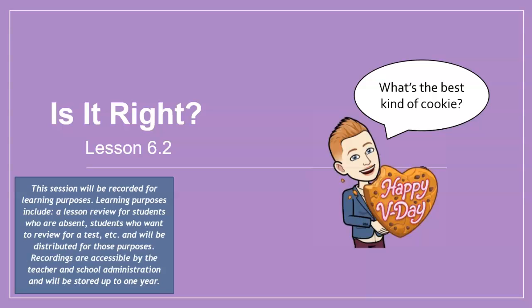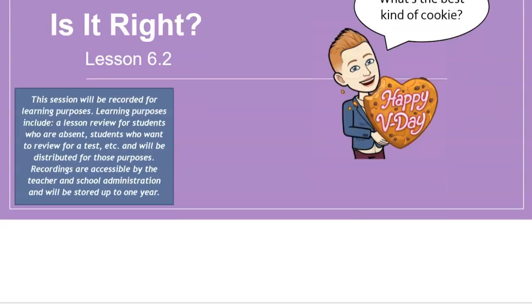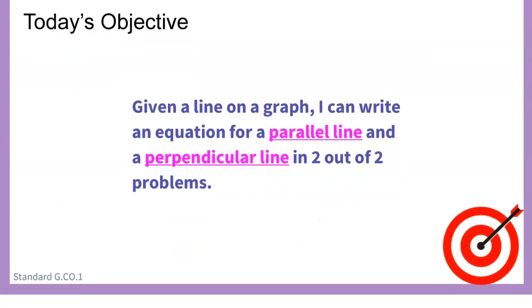Today we're looking at lesson 6.2, Is It Right? Our objective today is, given a line on a graph, I can write an equation for a parallel line and a perpendicular line in 2 out of 2 problems. So we've looked a little bit more at parallel lines than perpendicular lines. We're going to take a closer look today at perpendicular lines.